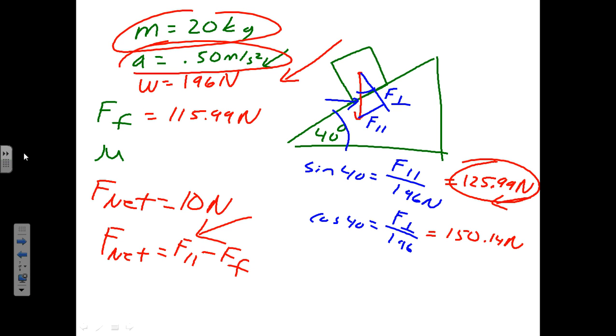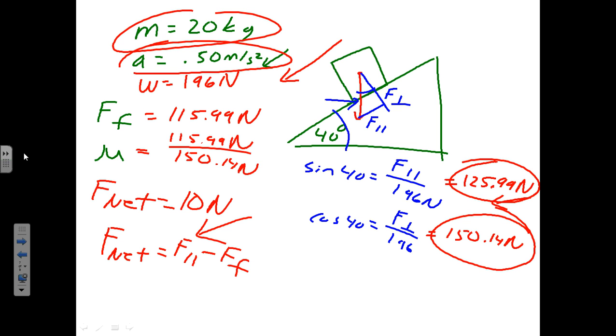To calculate mu, using the fun equation, mu is going to equal the frictional force, 115.99, divided by what? The normal force, which is the perpendicular component of weight, so 150.14. Divide that out. We end up with 0.723 for mu.